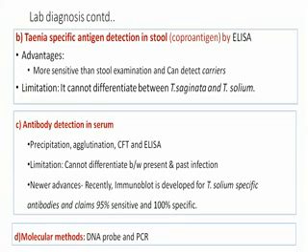And the other one, we can detect antibody also in the serum. What are the methods to identify antibodies? One is precipitation, agglutination, and complement fixation methods. And the other one, ELISA also helps in detection of antibody. So what is the use of detection of antibody in the serum?